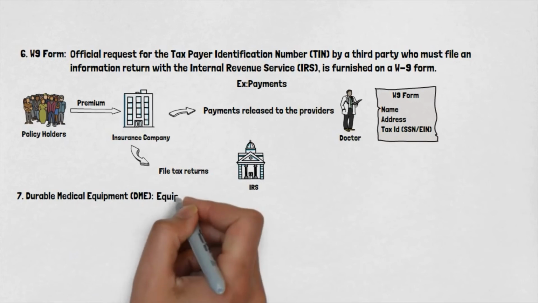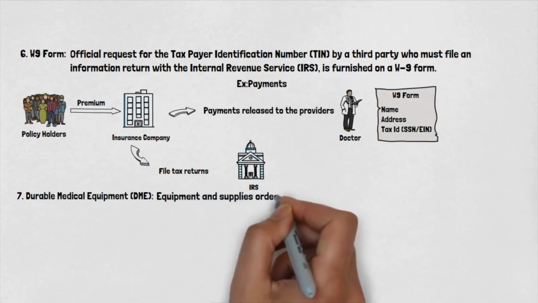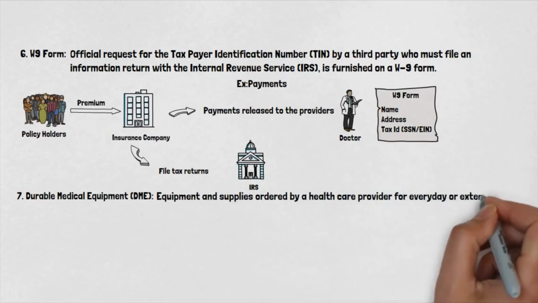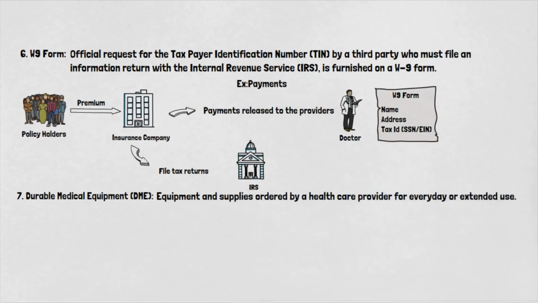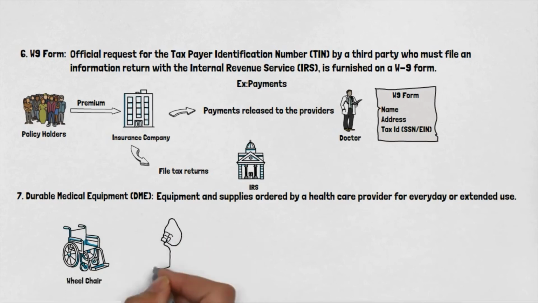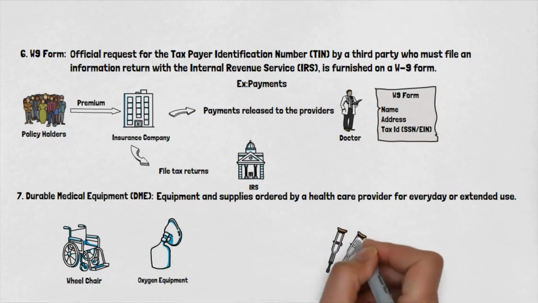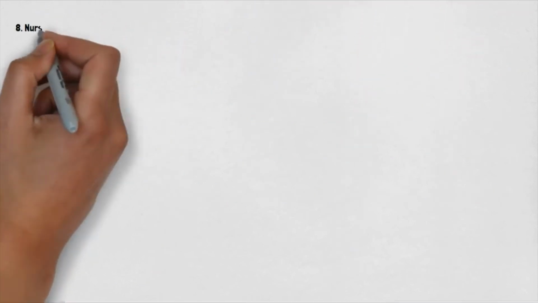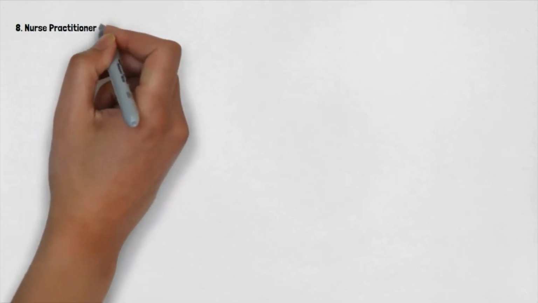The next one is durable medical equipment, also known as DME. Equipment and supplies ordered by a healthcare provider for everyday or extended use. Things like wheelchair, oxygen equipment, crutches, diabetic strips, all of these are considered durable medical equipment.